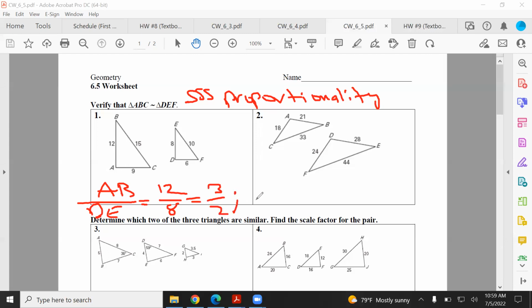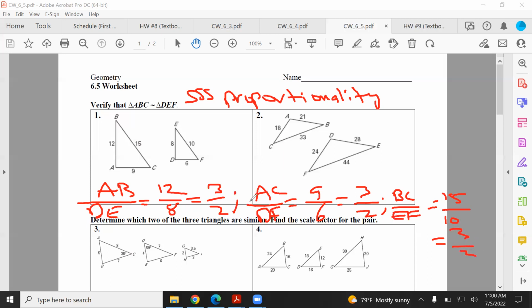Okay, let's look at AC and DF. That's 9 over 6. What does that reduce to? 3 over 2 again, bingo. And then lastly, BC over EF. 15 over 10. Winner, winner, chicken dinner. Let's say that phrase. So 3 halves. Sorry, I was being a little silly. So you have 3 halves, 3 halves, 3 halves. We got a winner.